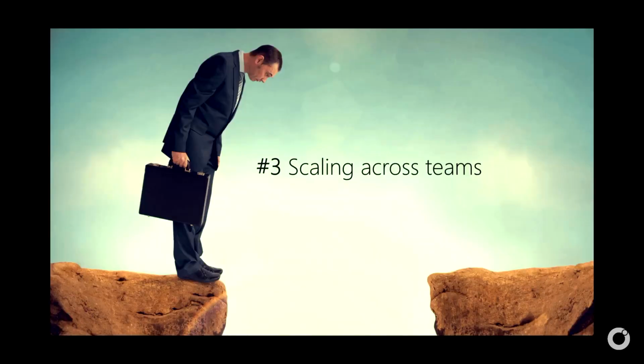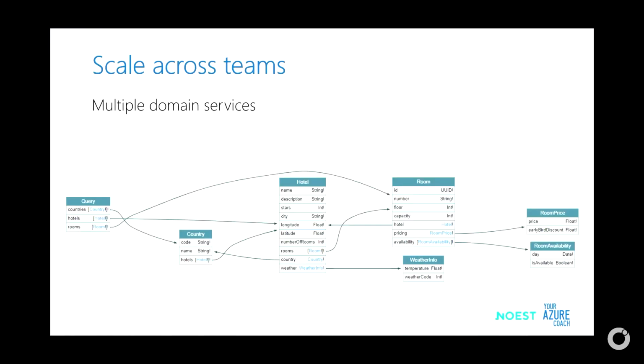Scaling across teams was maybe the biggest challenge we had. We had to start with many teams in parallel, and that was not that easy. So if you look at my GraphQL schema over here, we had multiple domain services. I don't want to call it microservices because it was not that detailed, but at least every domain had its own dedicated service and team.